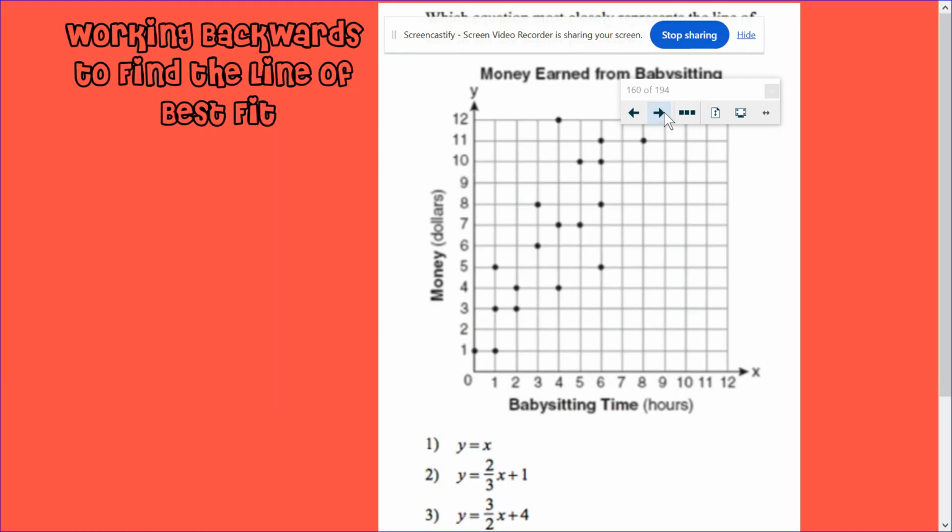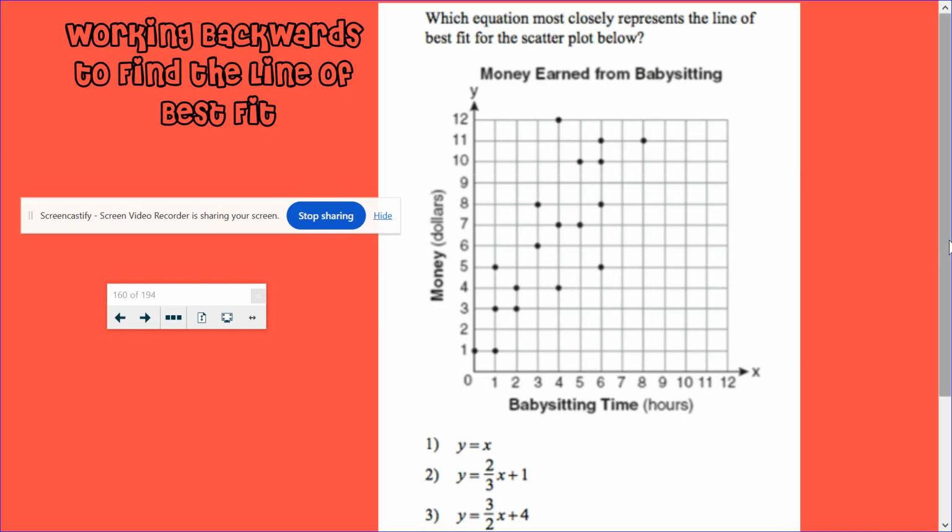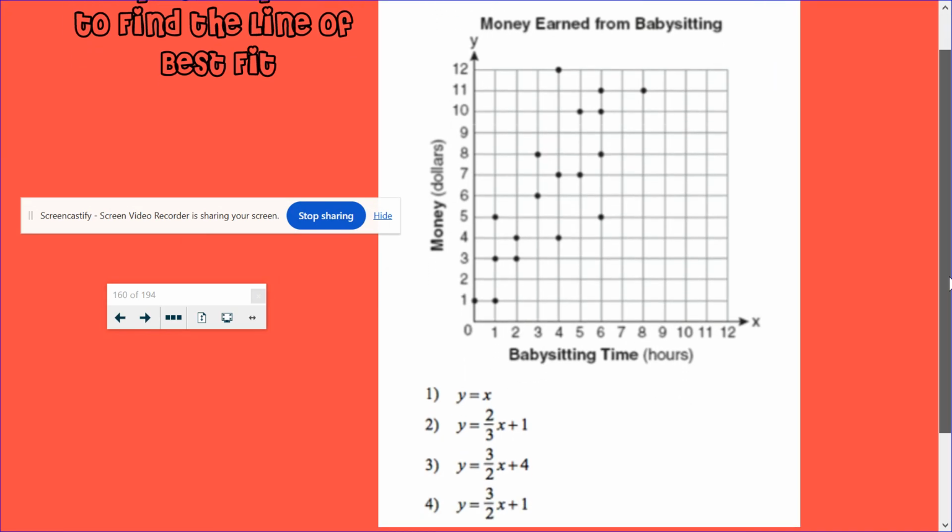Okay, we're almost done. Hang in there. So finally, you're going to need to know how to match a line of best fit with a set of data points. So you're going to have to be able to work backwards. So let's say that we have this scatter plot, and we know that one of these 4 equations is the line of best fit. So how should we go about this? Well, I'm going to just try each one of them.